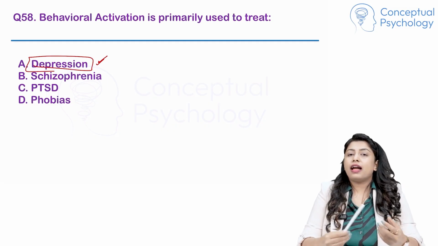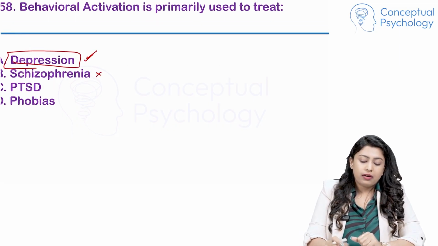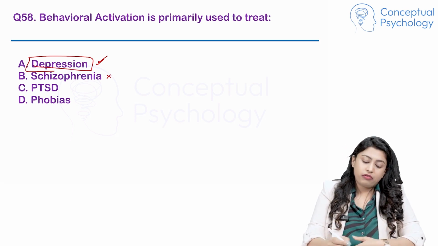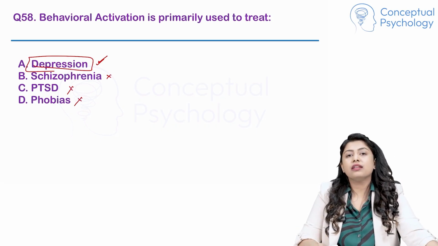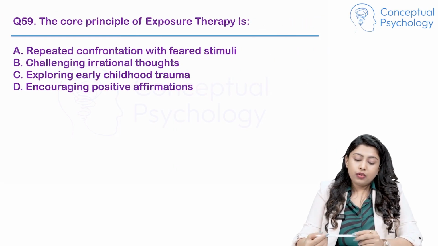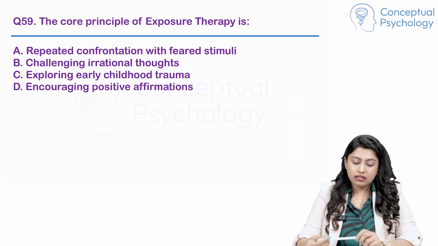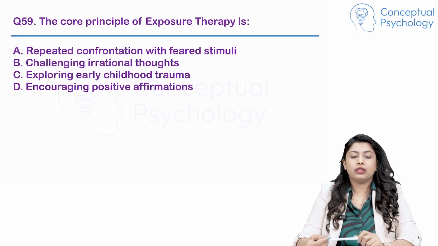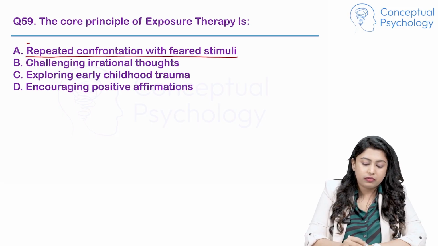In schizophrenia, antipsychotic medications and specialized psychosocial interventions are involved. PTSD is more effectively treated with trauma focused CBT, and phobias with exposure therapy. Hence, depression is the correct answer. Now, the core principle of exposure therapy is: repeated confrontation with feared stimuli, challenging irrational thoughts, exploring early childhood trauma, or encouraging positive affirmations. The correct answer here is repeated confrontation with feared stimuli.